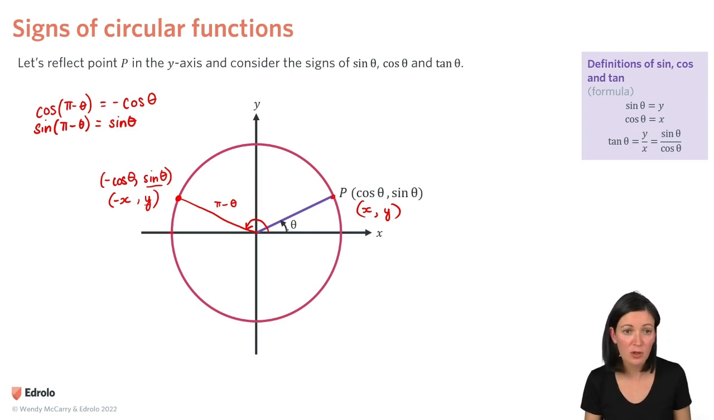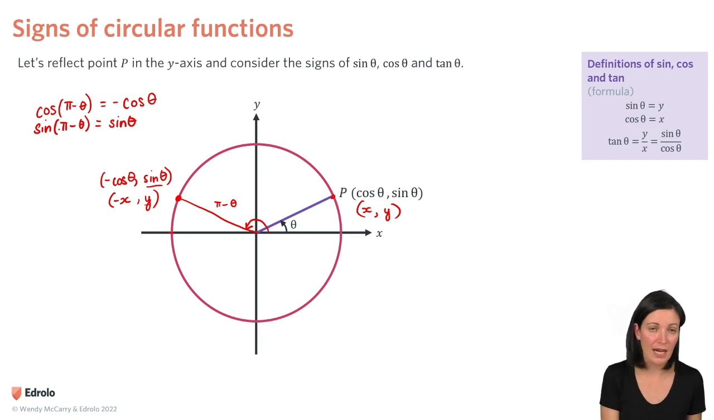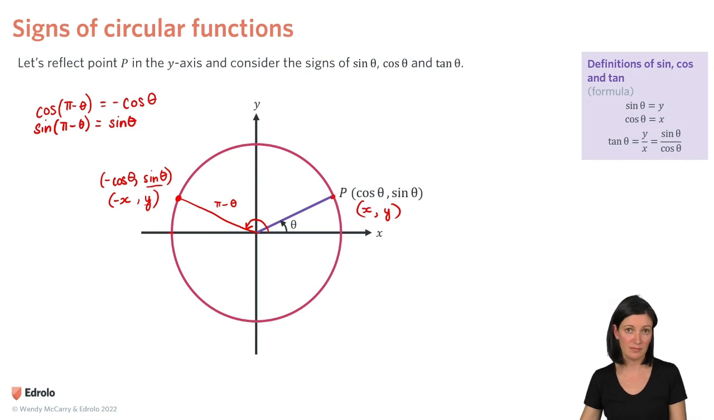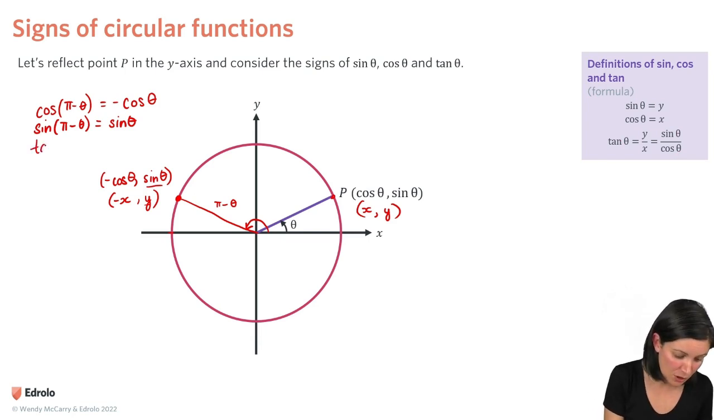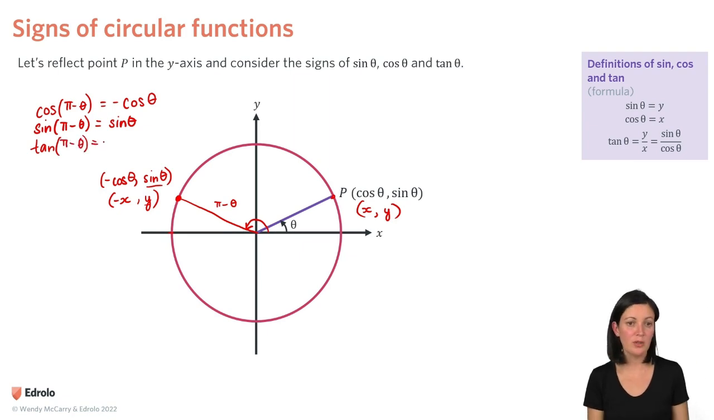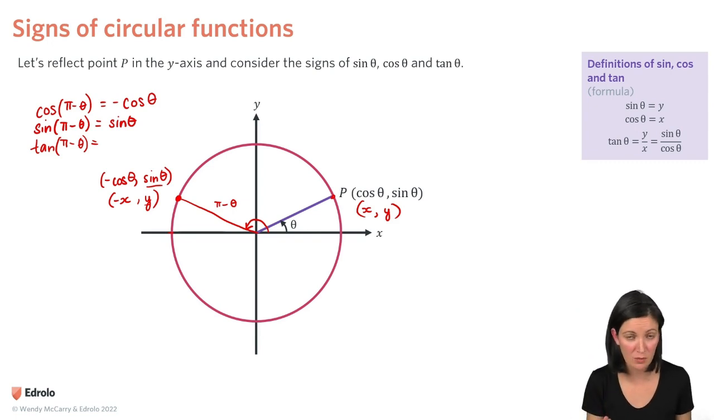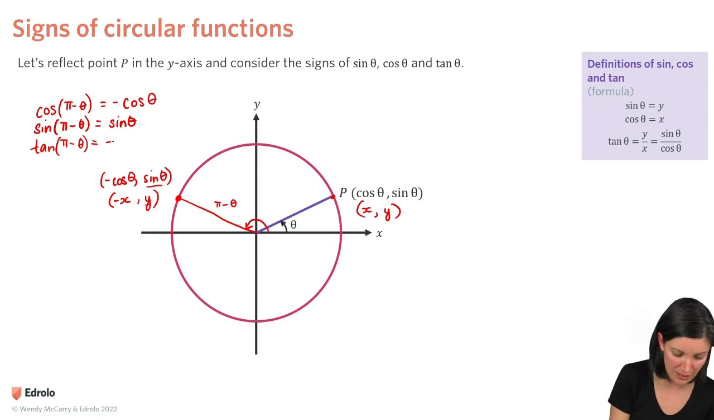If theta was 30 degrees, that's saying that the sine of 150 degrees is equal to the sine of 30 degrees. Now, if I think about tan, remember, tan is equal to sine divided by cos. Any angle in quadrant 2 is pi minus theta. Tan is going to have to be negative, because it's sine, which is positive, divided by cosine, which is negative. So we get this relationship here.